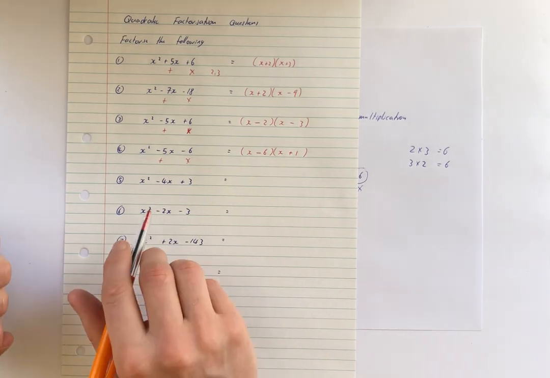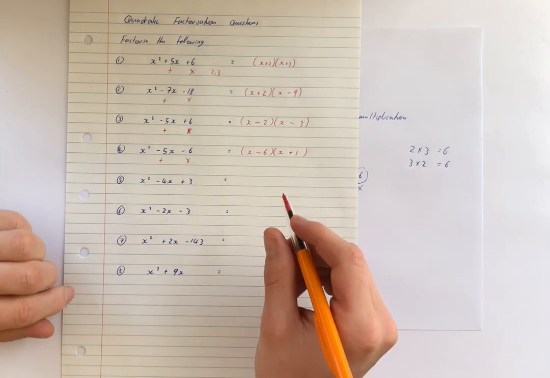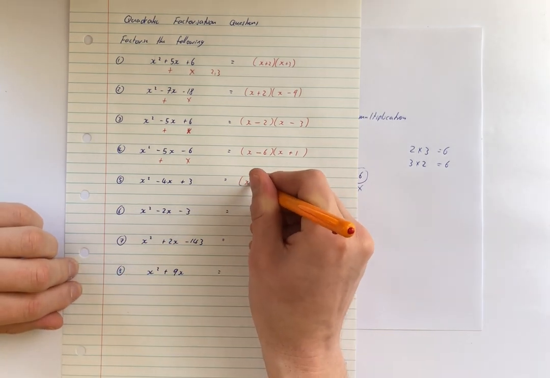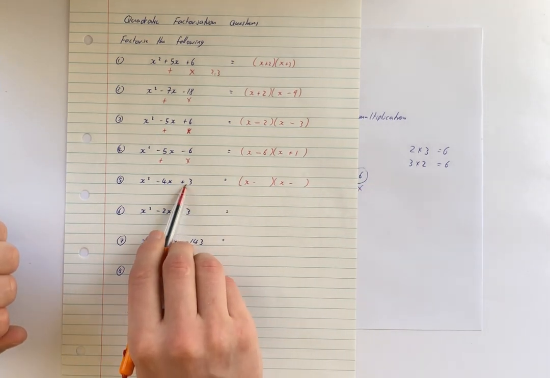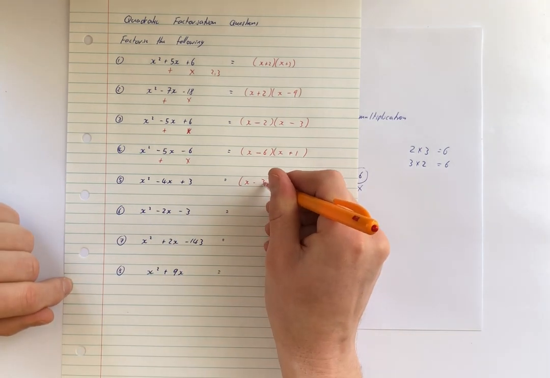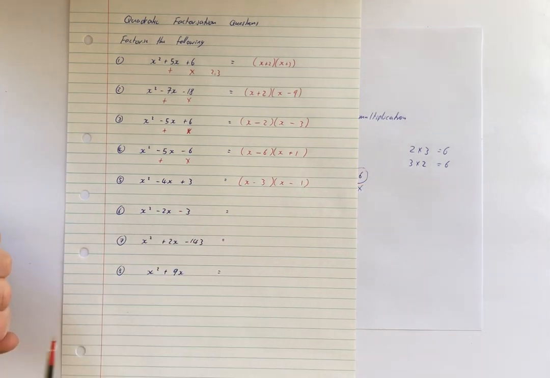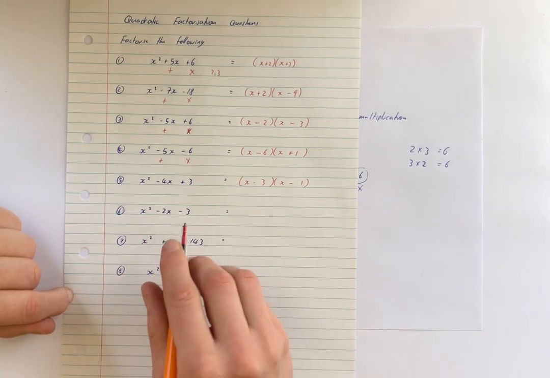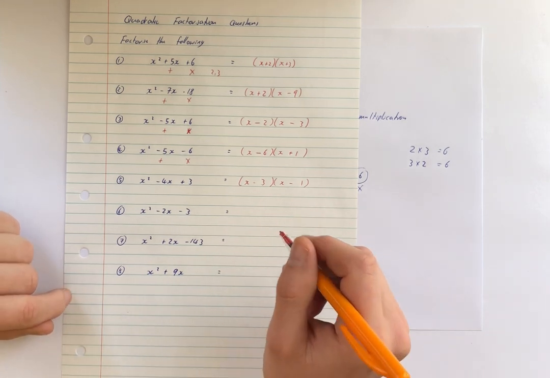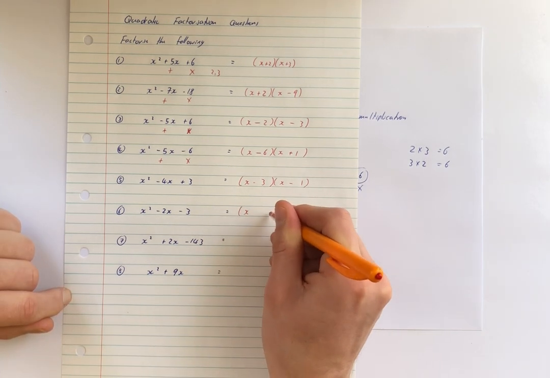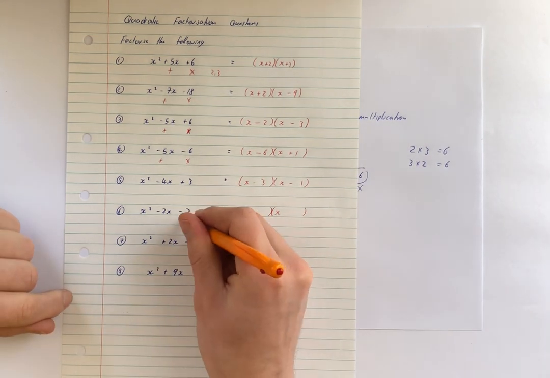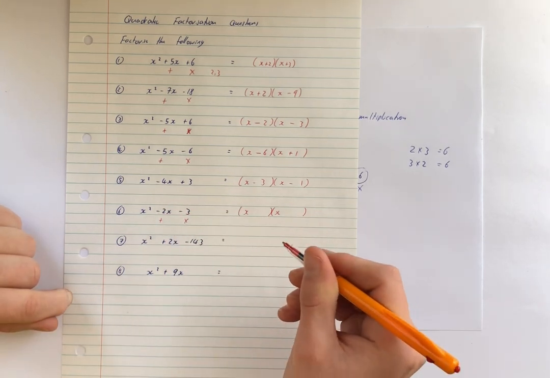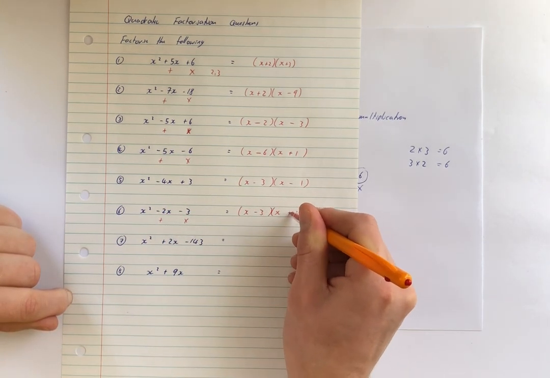Question 5, x squared, take away 4x plus 3. So we've got a negative in the middle, so both those brackets are probably going to be negative. Well, they are. And we've got a positive 3. So 3 and 1. Nice and easy. 3 is a prime, and you quickly check those factors. Next question, x squared, take away 2x, take away 3. Double bracket. We have negative 3 is what they multiply to, and they add to negative 2. So minus 3 plus 1.